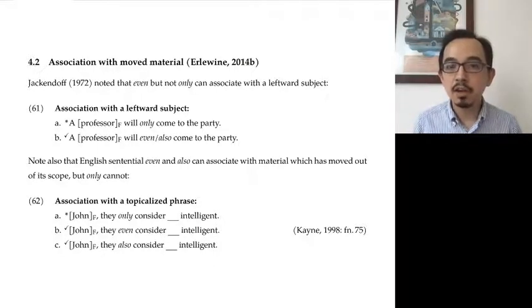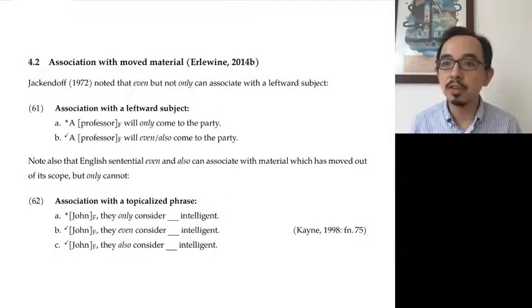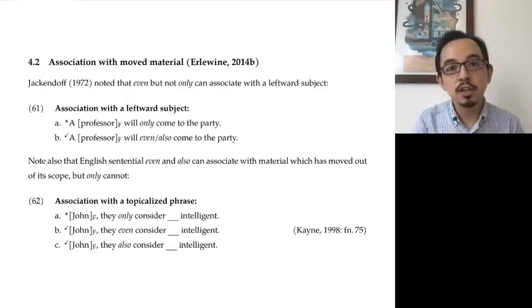There are two puzzles here. One is, if we assume that a professor originated inside the scope of only, which Jackendoff did not, then we learn that only cannot associate with something that's moved out. But there's a second puzzle, which is why even and also can associate with something which apparently is outside of its scope, in violation of the general C-command requirement on focus particles, which, at least for sentential particles, as we talked about this morning, we have very good semantic motivation for.